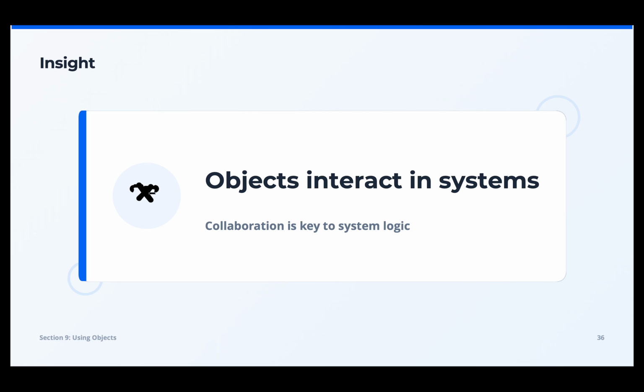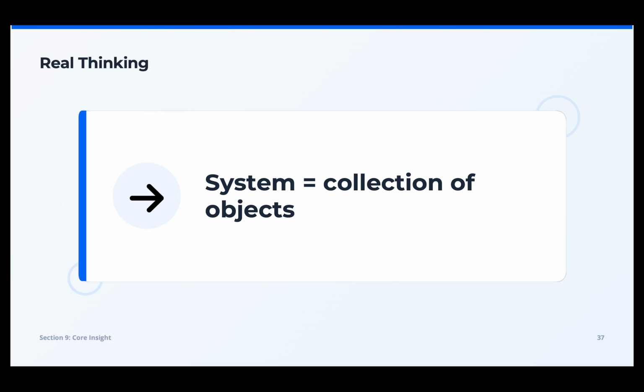So objects are not isolated. They work together within systems. System logic often comes from the collaboration between multiple objects, each responsible for its own part of the overall behavior. So a system equals a collection of objects. A system can be thought of as a collection of interacting objects.